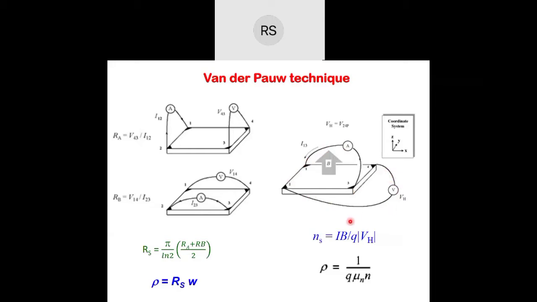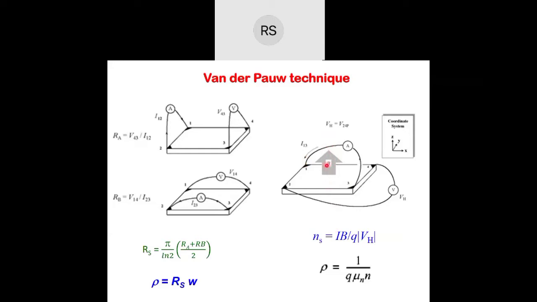If you have a perfectly symmetric sample, then this voltage, when you are not applying any magnetic field, should be 0. Here you are applying a magnetic field. Without a magnetic field, it should be 0. Otherwise, you will have a voltage which is induced. That is called the Hall voltage.